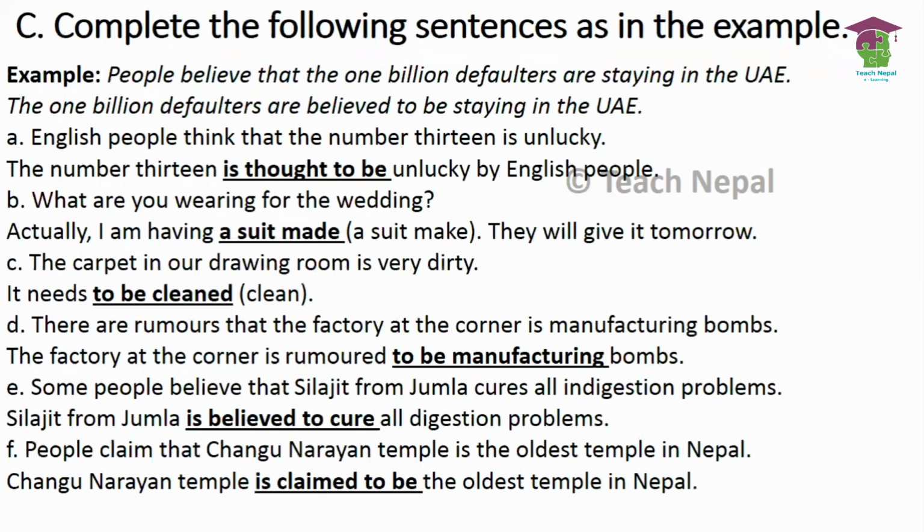Now complete the following sentences as in the example you have been given there. All right, and you have been given the verb forms and you have to write the correct forms of the verb given there. I have underlined the answers that I have written. Okay, number 13. The number 13 is thought to be unlucky by English people.